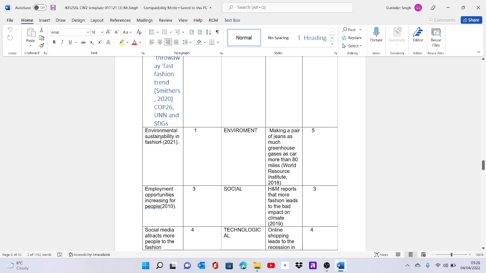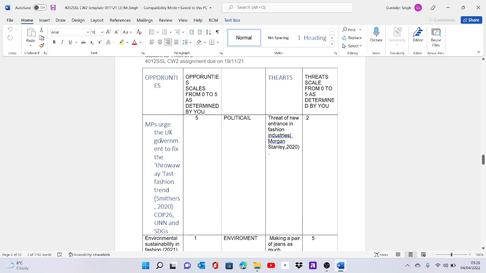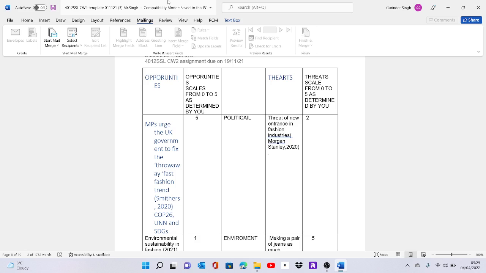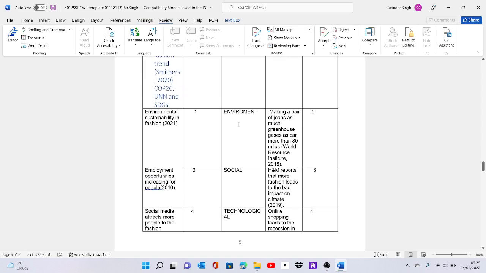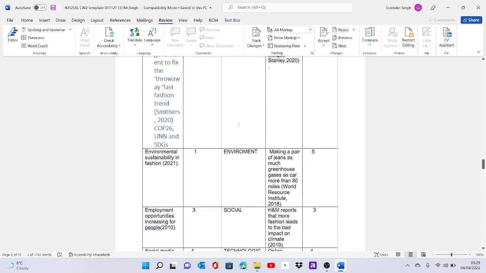Social opportunity. Employment opportunities are increasing for people. Opportunity scale from 0 to 5 is 3. And the threat: H&M reports that more fashion leads to a bad impact on climate. Threat scale from 0 to 5 is 3.